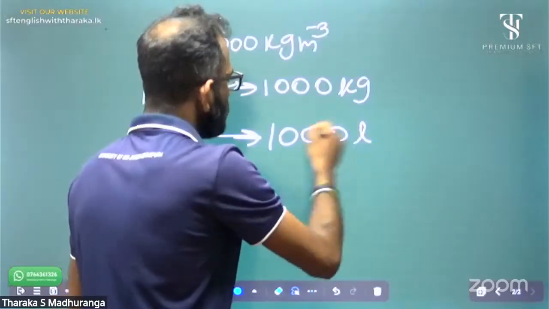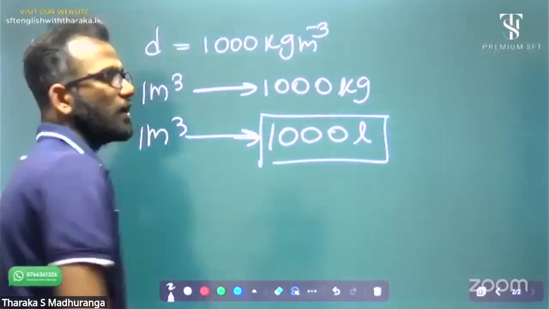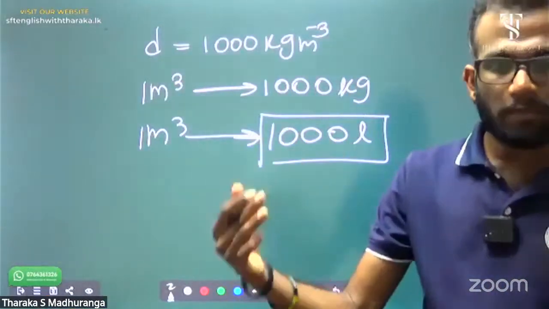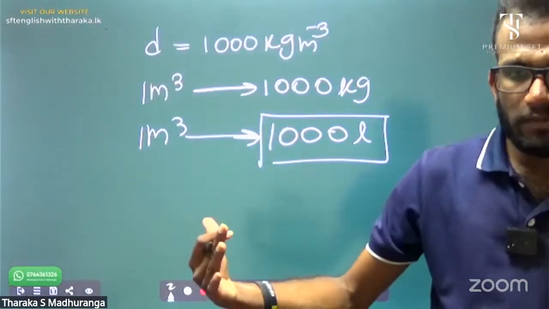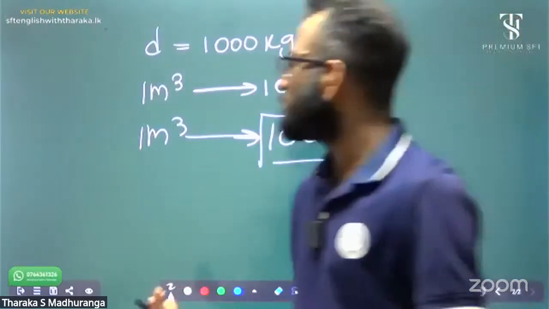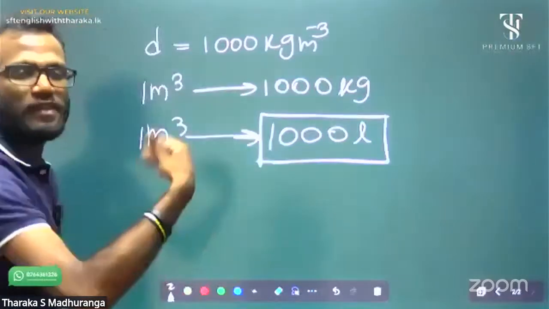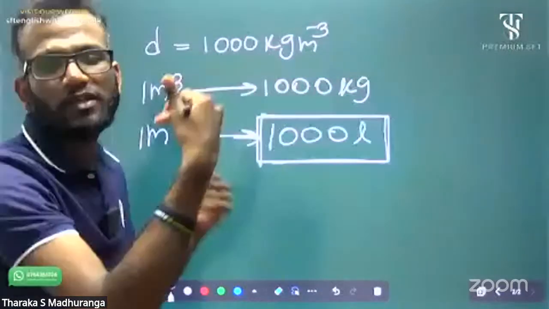1000 liter. It is not only for water. For any liquid it is a constant. Per 1 cubic meter, petrol, diesel or whatever, it is 1000 liter. The volume is same. 1 cubic meter means 1000 liter, remember.